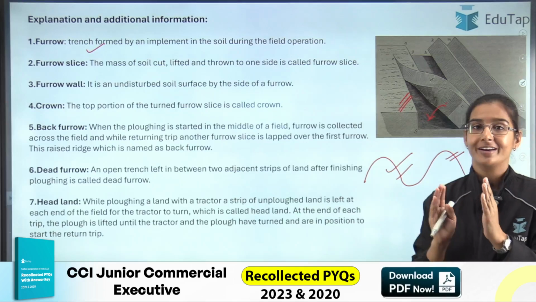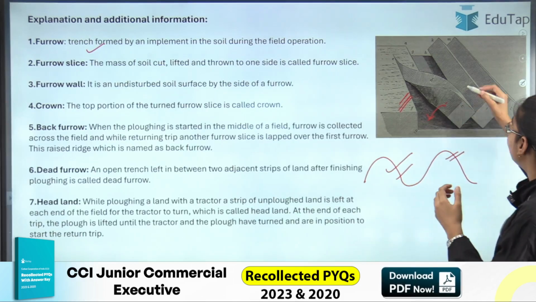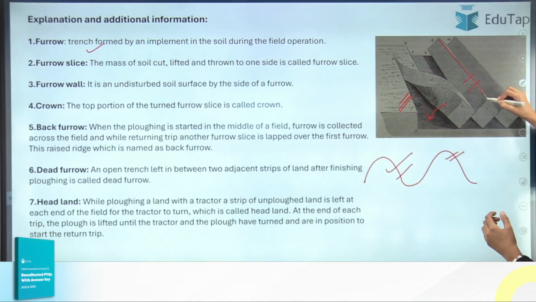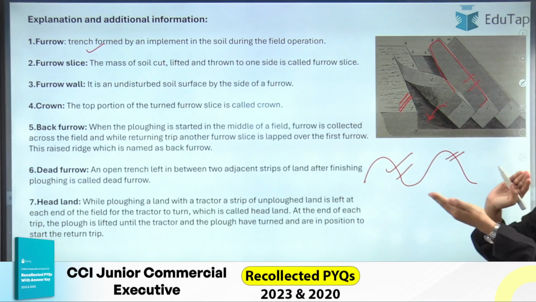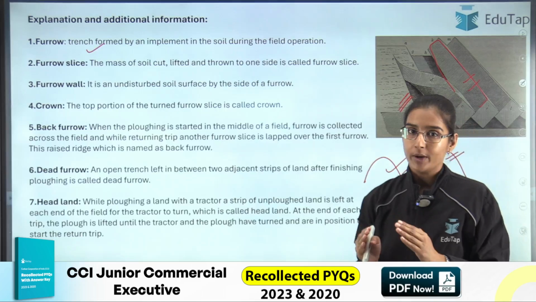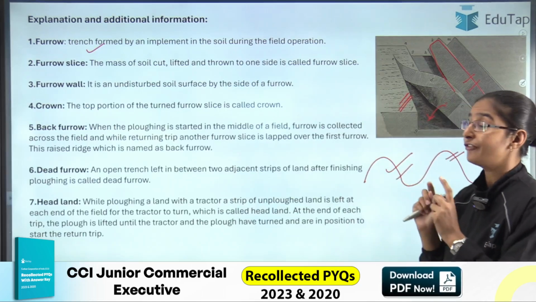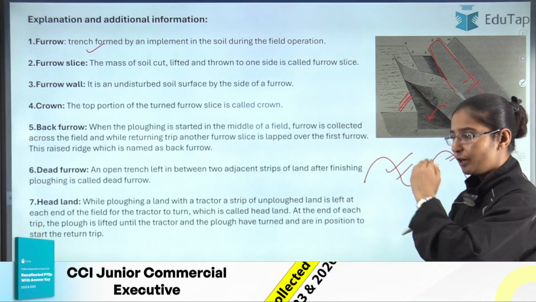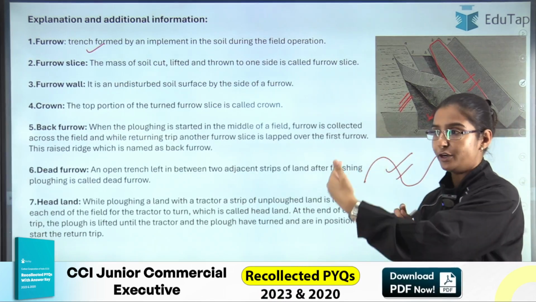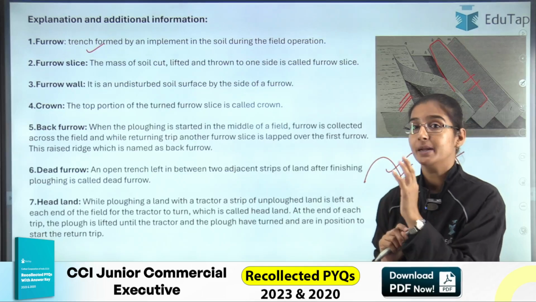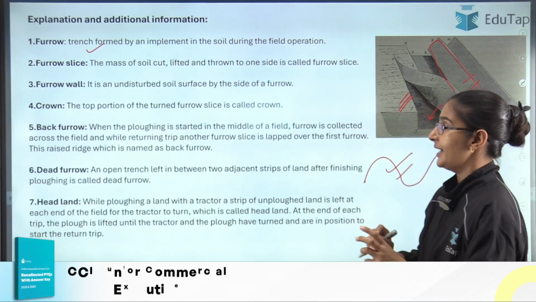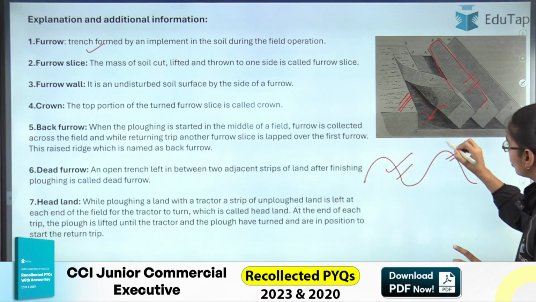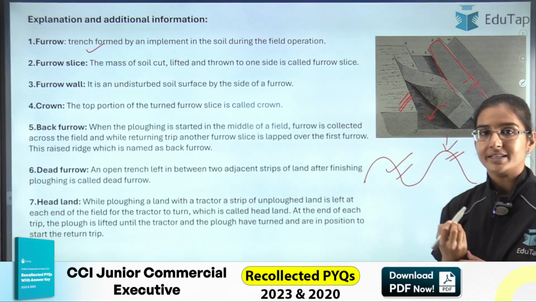The furrow slice is basically these areas, right? These slices which have been cut and turned upside down are known as the furrow slices. As far as the furrow wall is concerned, the soil on the side of the furrow which has been left undisturbed is known as the furrow wall, right? Then we have the crown. The top portion of the furrows is known as the crown.